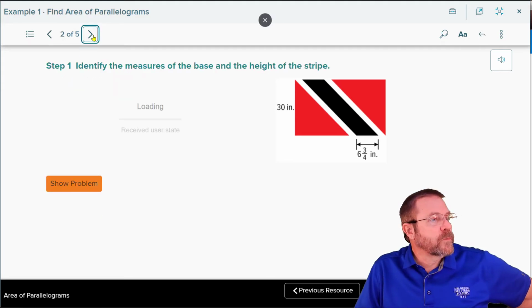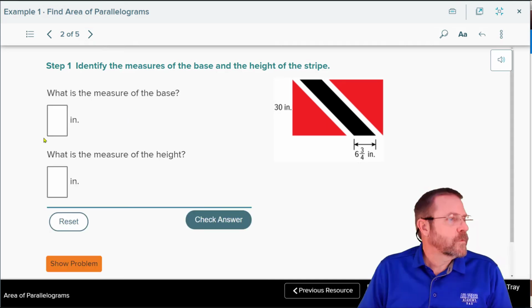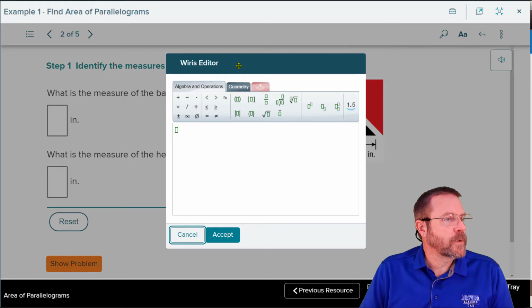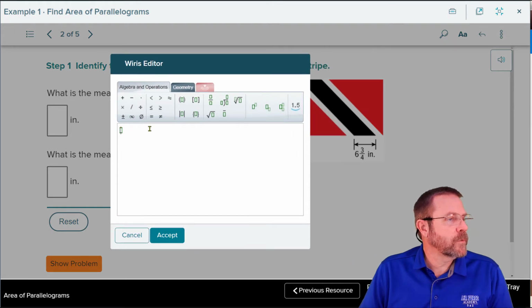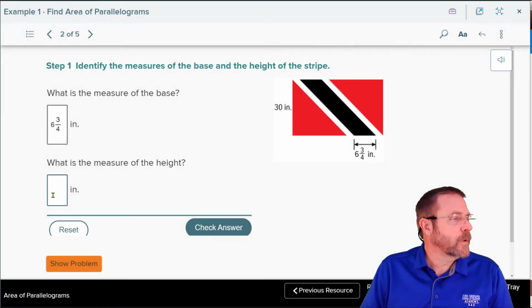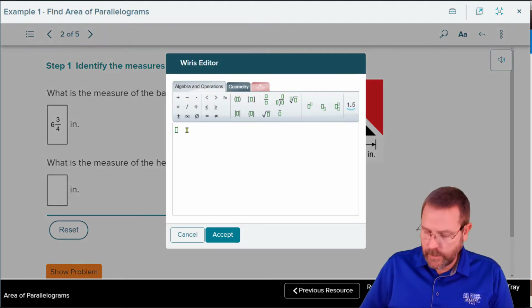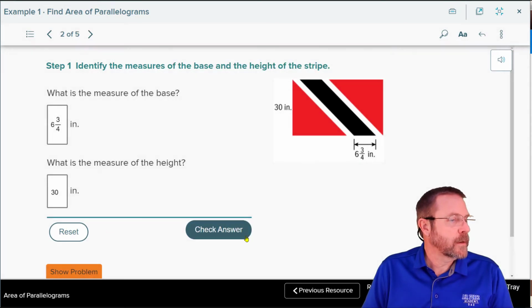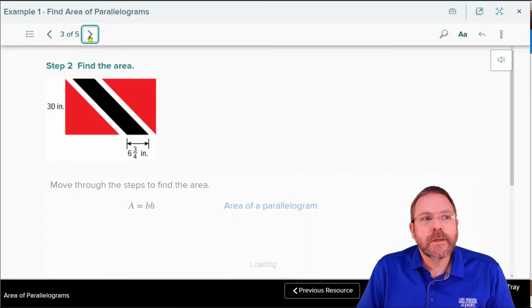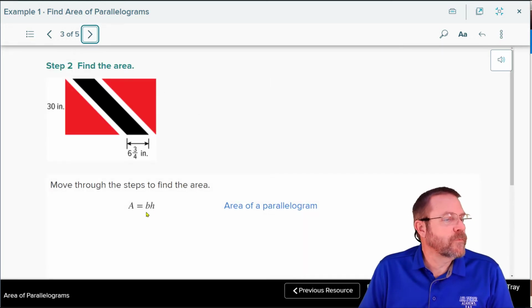So to solve this problem, let's see what they're going to do for us. They want us to put in the base and the height here. Our base is 6 3/4 inches, so I'm going to put in 6 fraction 3/4. And the height is just going to be 30. So we're going to type in our 30 and check it. That part checks.